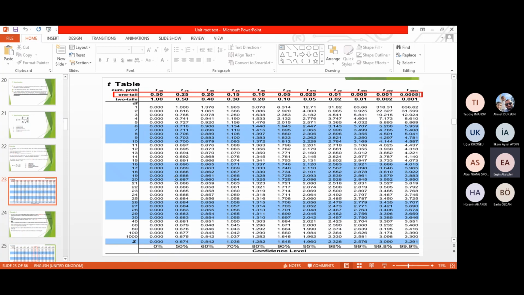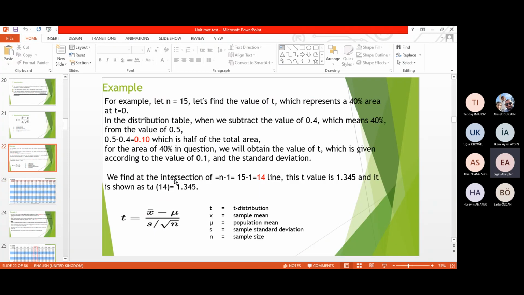The 14 value is given for 0.10, which is 1 when you go 1, 2, 3, 4, 5, the 10%. Okay. For the 14, when you intersect these with each other, then you will find 1.341. Did you get it? Or am I right? 3.45, I think. Yes, 3.45. Did you get it?